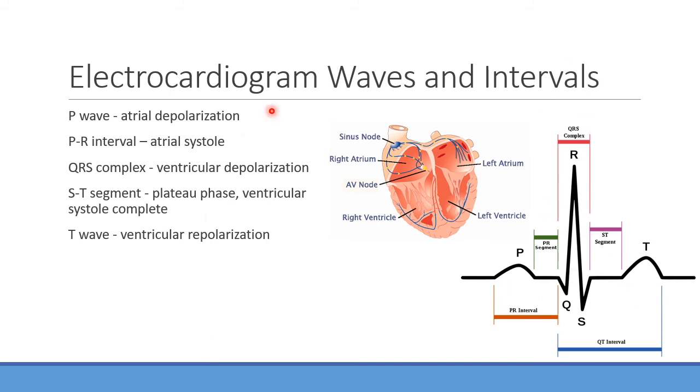So we mentioned that the P wave is generally atrial depolarization. That P to R interval is where we're actually seeing the atrial systole occurring. Then the QRS complex, as I mentioned, is ventricular depolarization. The ST segment is also called the plateau phase. Let's remember that calcium's coming in to cause that plateau. This is where we're seeing the ventricular systole being completed. And then the T wave is generally the repolarization that occurs there.